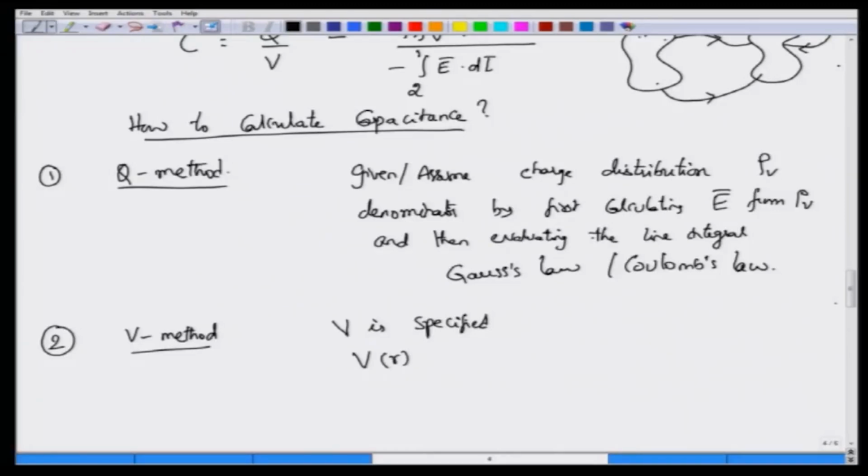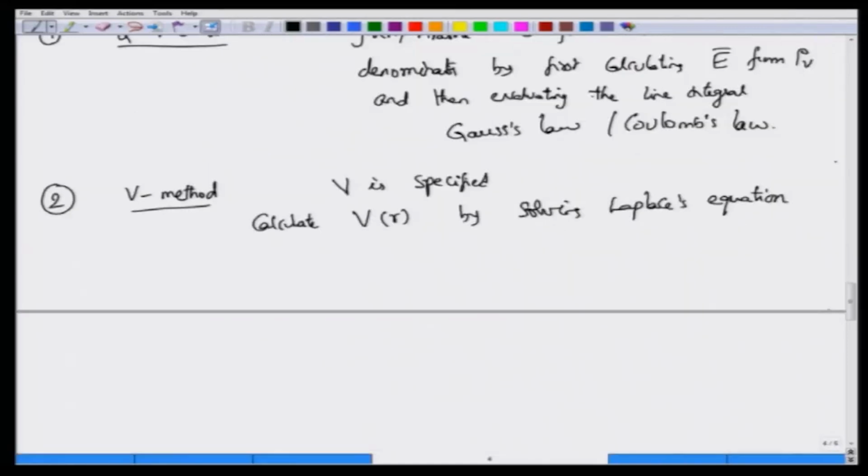From this, calculate V of R between the regions. Calculate the potential between all the points V of R by solving Laplace's equation. Okay. So, we know Laplace's equation gives you the potential at all points in the space. You can use that to calculate the potential difference or the potential function.